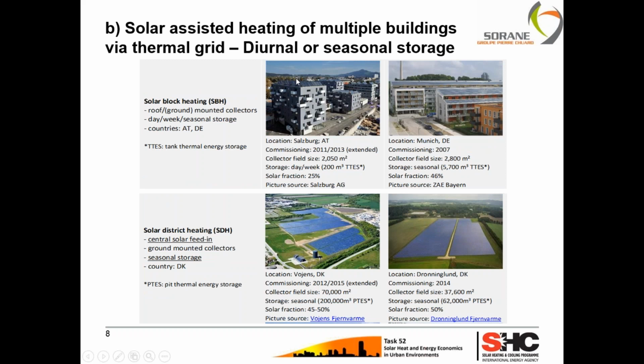For the solar assisted heating of multiple buildings with a thermal grid, we distinguish two cases, which are the solar block heating, in which the solar collectors are roof mounted. You can see here on the picture, there are different kinds of solar installation on rooftops. And we distinguish another case, which is the solar district heating, in which the collectors are ground mounted. So it can be like this, with a huge amount of solar collectors in fields linked to a solar district heating system.